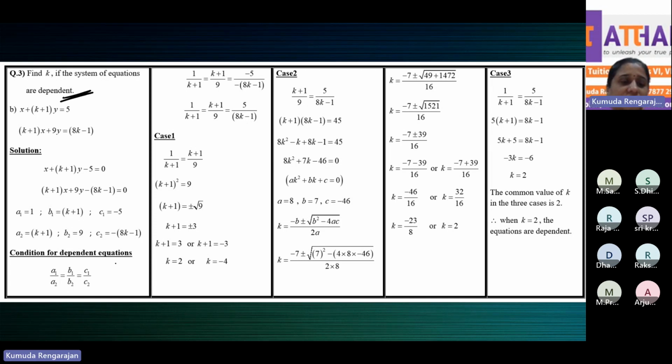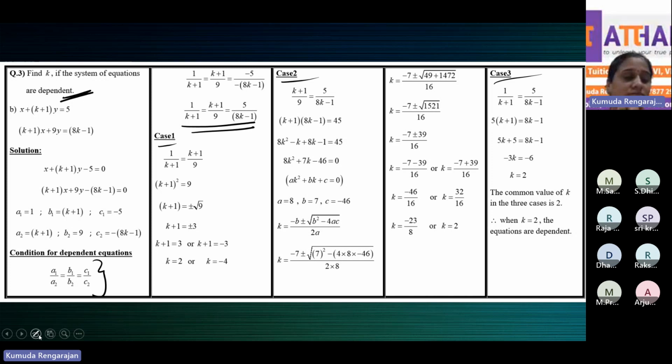Dependent. So this is the condition: a1 by a2 is equal to b1 by b2 is equal to c1 by c2. Substitute and work all the three cases. It is enough to work any two of the three; it's sufficient. I have worked all the three cases, but you don't have to work all the three, work any two.